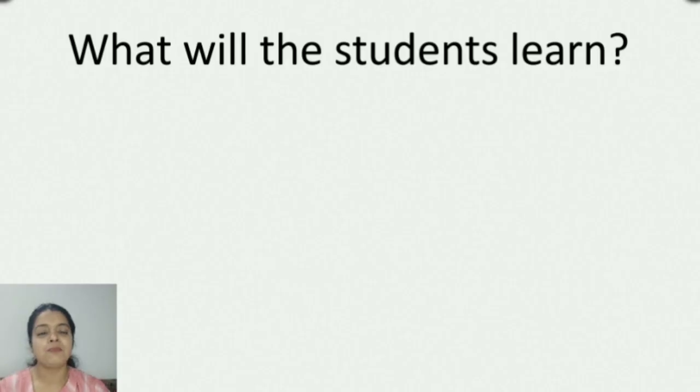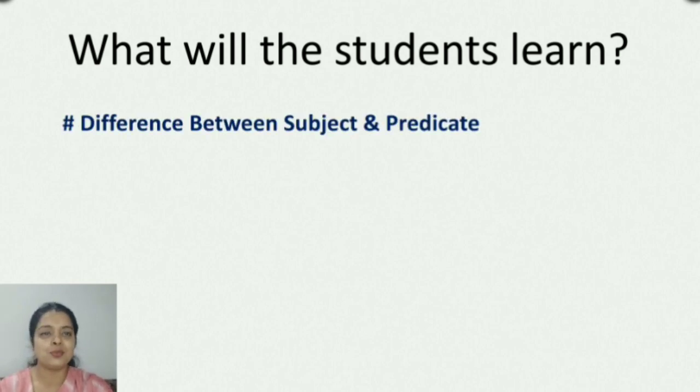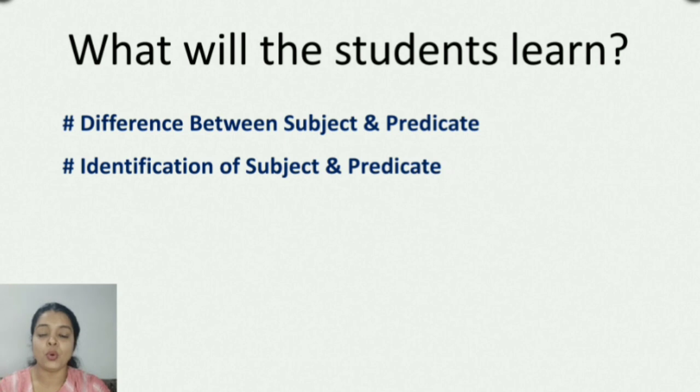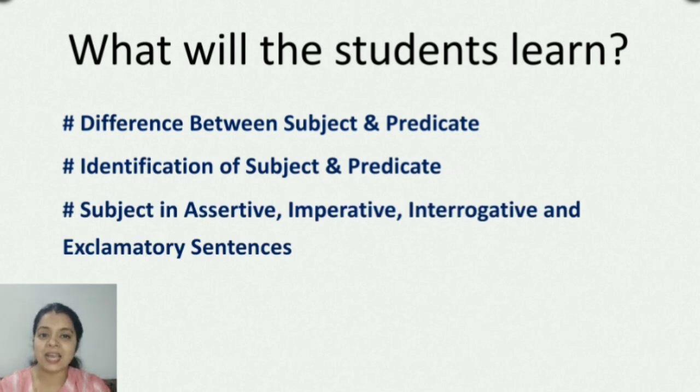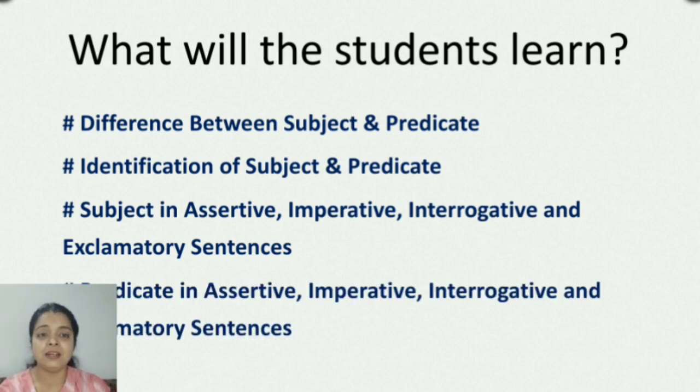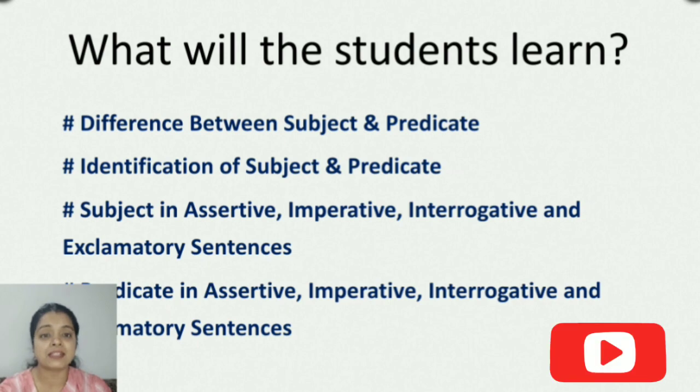Here first we'll talk about what the students are going to learn in this topic. First, the students are going to learn the difference between a subject and a predicate. Then they will get to know what is a subject and what is a predicate in a particular sentence, in different kinds of sentences. Along with that, they will get to know the subject in assertive, imperative, interrogative and exclamatory sentences, as well as the predicate in assertive, imperative, interrogative and exclamatory sentences.